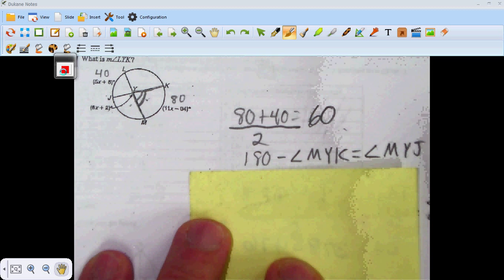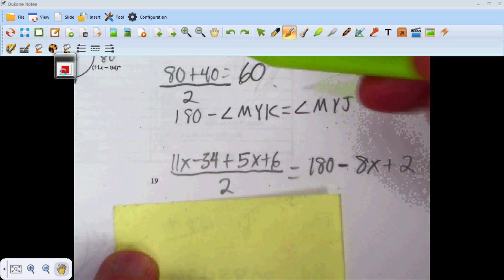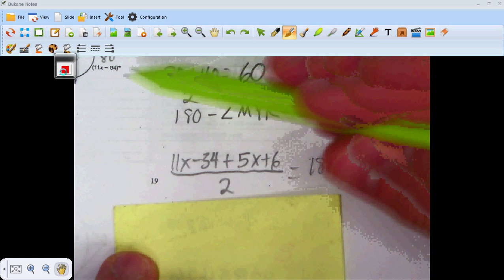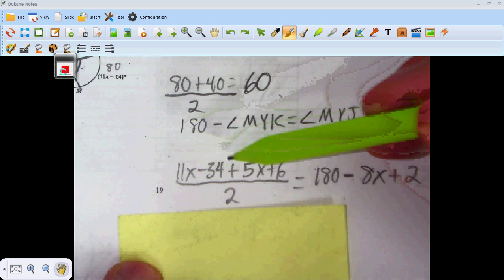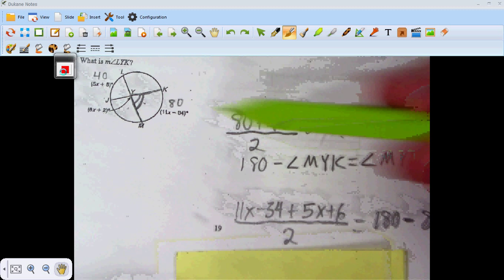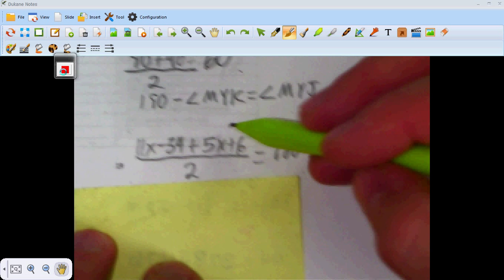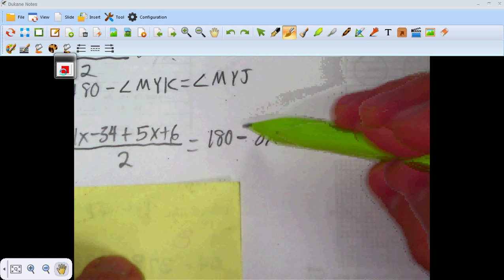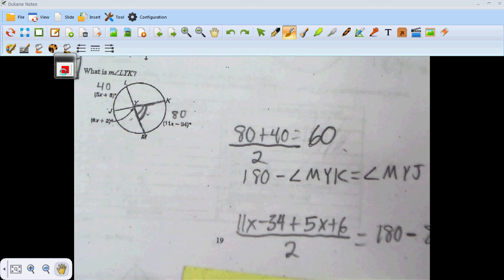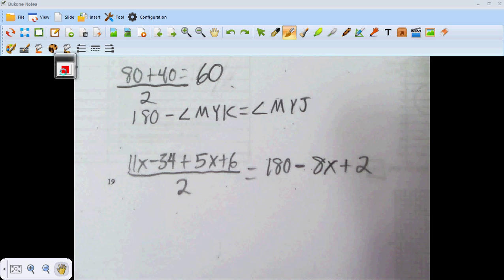So, let's actually put some figures to this. If I take my 80 angle, which is 11x minus 34, I know it's kind of in the upper left-hand corner, but I put that one here. I have my 40, which is 5x plus 6, and I put that here, divided by 2 is equal to 180 minus this angle right here. So, I have set it up for you. You finish it.